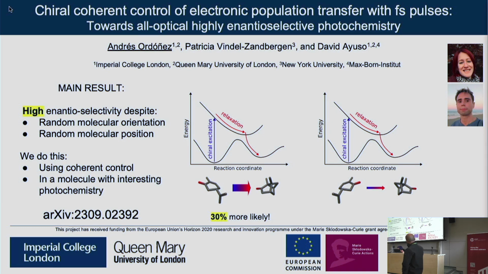So because the electronic excitation is the first step of a photochemical reaction, by selecting whether we excite this or this, we also select whether we drive this photochemical reaction or this photochemical reaction. And that is the take-home message of this talk. And in the rest, I will just try to give you some more context and some more details of how this works.